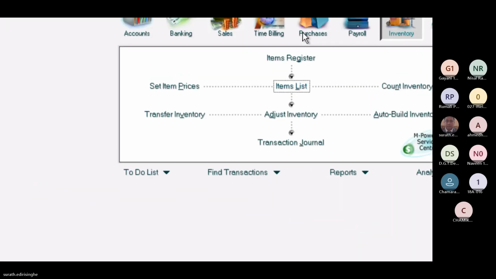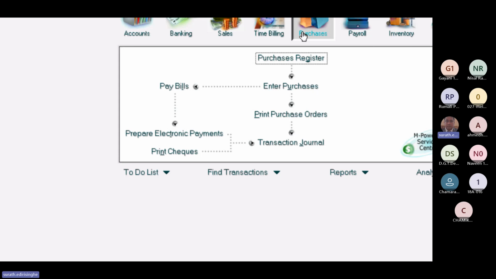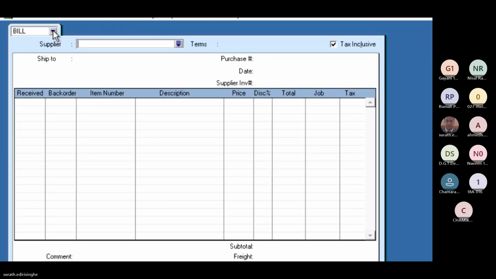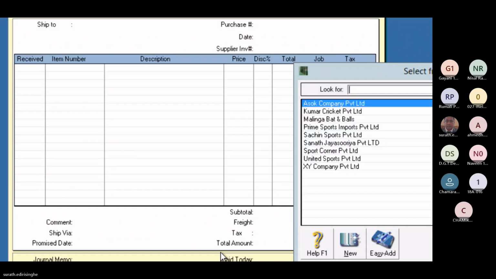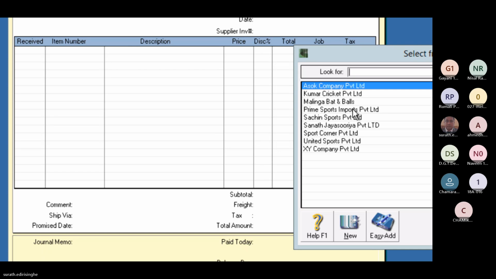Go to the purchase order. Order, not quotation. Quotation also can create. Order. Supplier. Who's the supplier? Ahmad. Prime Sports. Same supplier, no? Same supplier.